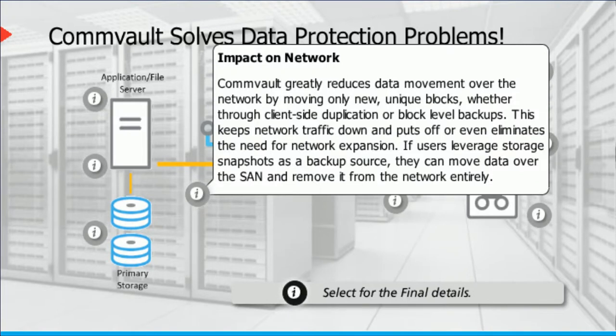CommVault greatly reduces data movement over the network by moving only new unique blocks, whether through client-side deduplication or block-level backups. This keeps network traffic down and delays or even eliminates the need for network expansion. If users leverage storage snapshots as a backup source, they can move data over the SAN and remove it from the network entirely.